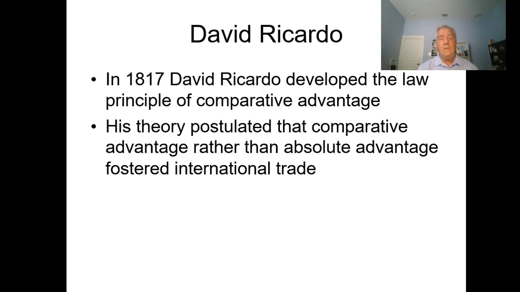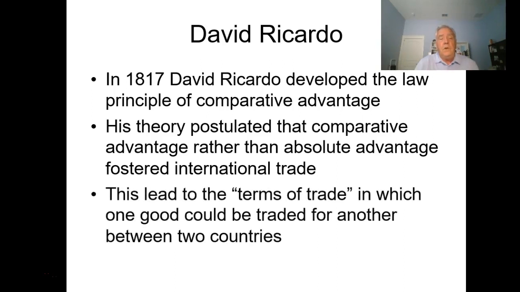Now, as we saw in earlier chapters, we used the production possibilities curve to show that a country could produce or receive goods and services outside the curve with international trade. So it was important. So this led to the terms of trade, where one good could be traded for another between two countries. That's called the terms of trade.